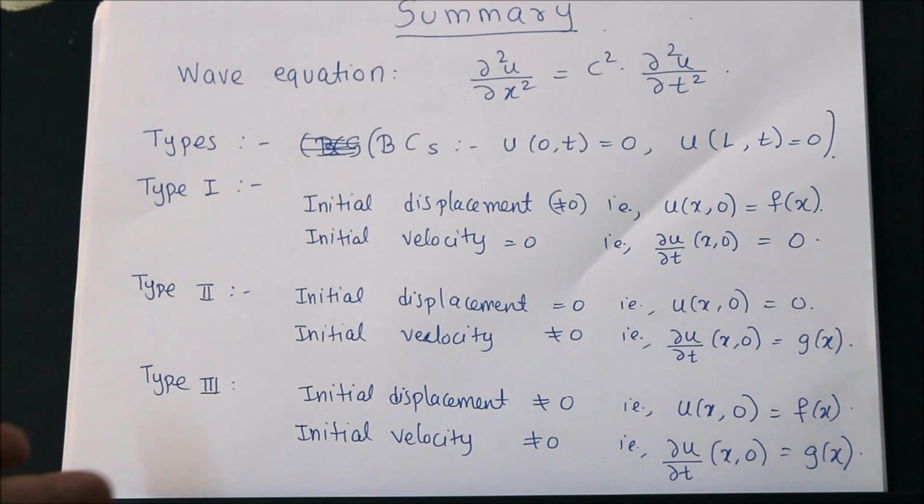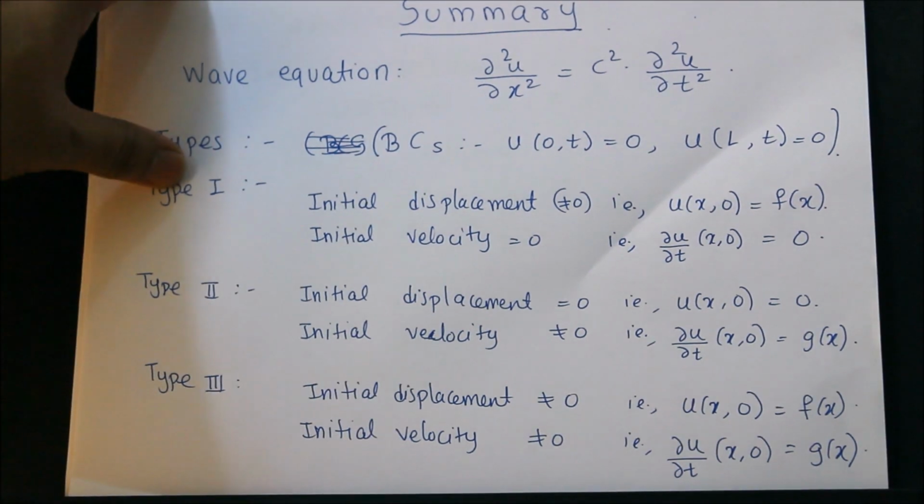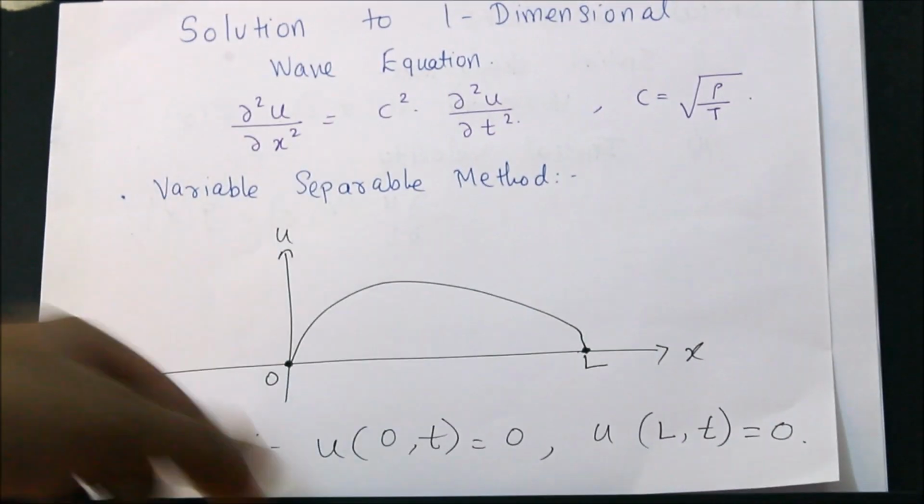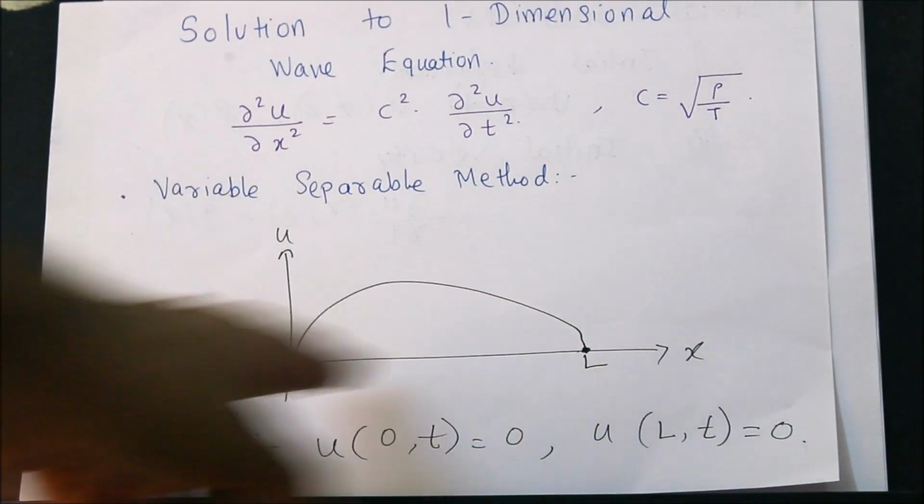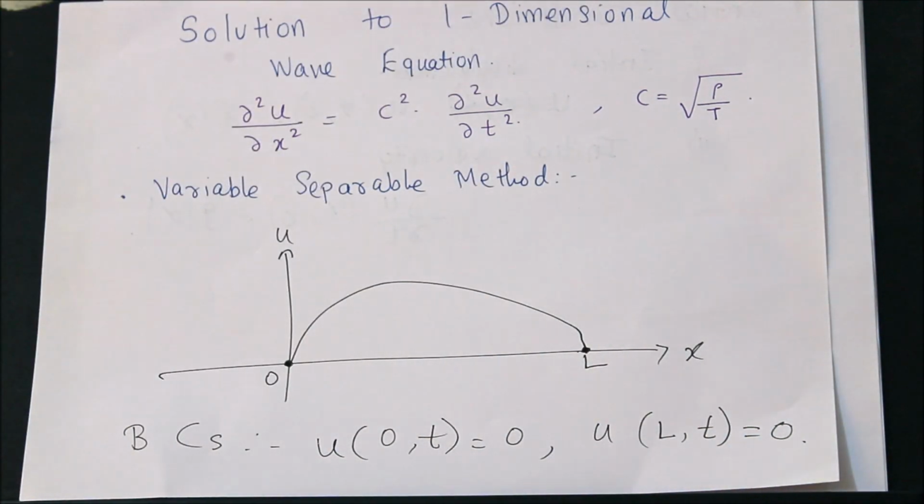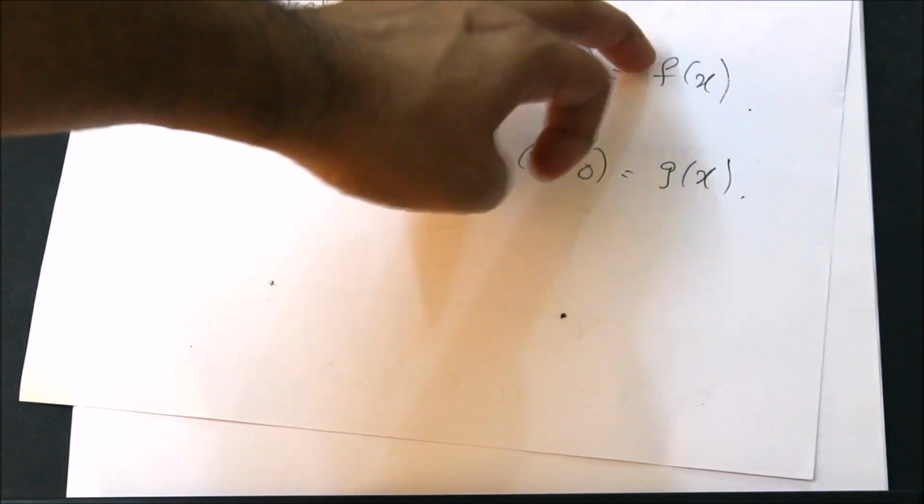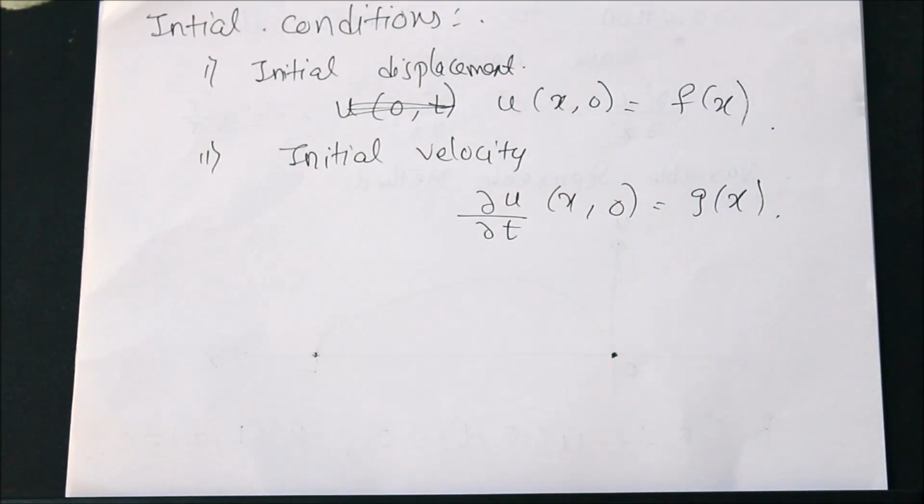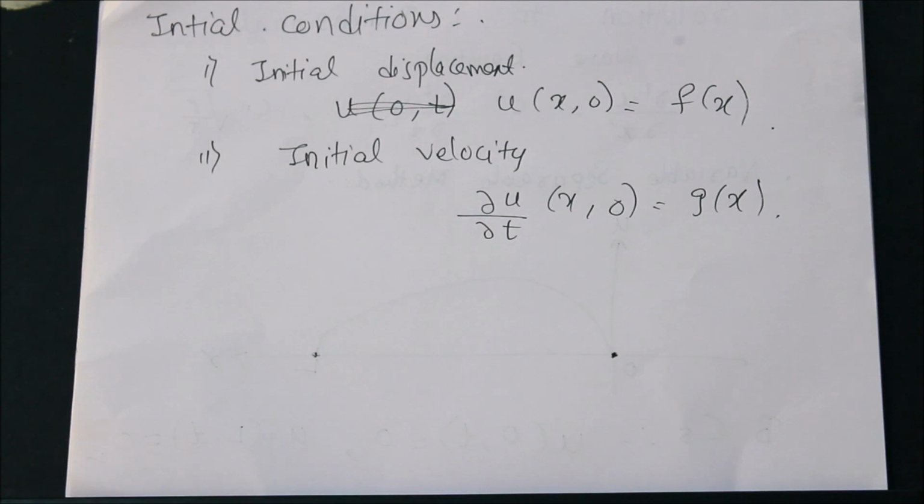Both 0 is not possible, right? Initial displacement being 0 and initial velocity being 0 is not possible, because if both are 0, there is no wiggle; the string is only in the equilibrium position. That means there is no deflection of the string. So both 0 is not possible. Either both will be non-zero, or one is 0 and the other is non-zero. I will give three different formulas for all three scenarios.